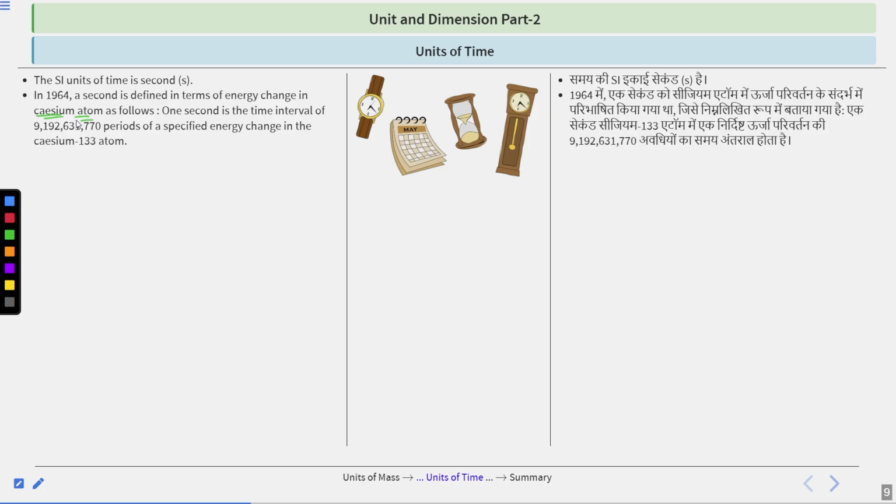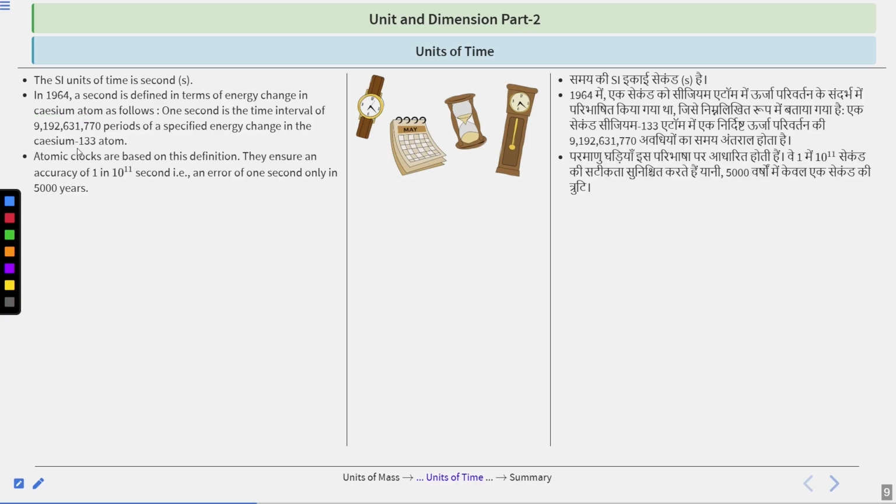1 second is the time interval of 9,192,631,770 periods of a specified energy change in the calcium 133 atom. This is important. You must be able to recall the atom. Like we had just seen, for calculating the atomic mass unit, we use the carbon 12 atom. For defining the unit of time, the second, we use the calcium 133 atom.